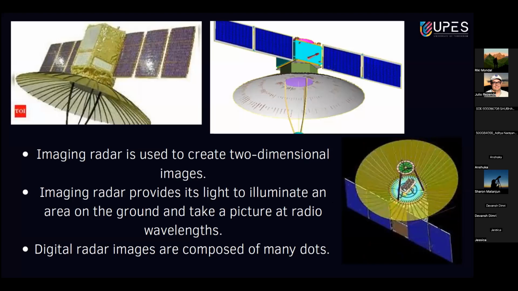Imaging radar is an application of radar which is used to create 2D images, typically of landscapes. Imaging radar provides its own light to illuminate an area on the ground and then takes a picture at radio wavelengths. It uses an antenna and digital computer storage to record its imagery. In a radar image, the energy that was reflected back towards the radar antenna is visible. Digital radar images are composed of many dots. Each pixel in the radar image represents the radar backscatter for the area on the ground. Brighter areas represent high backscatter, darker areas represent low backscatter.